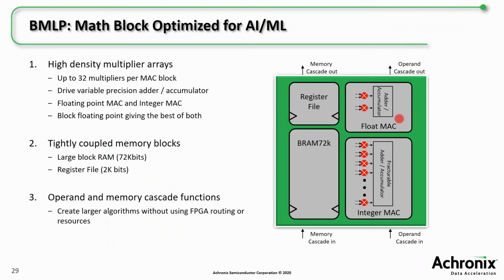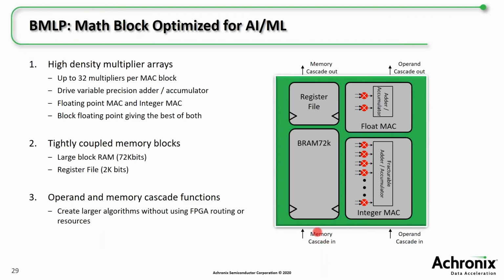So one of the things that we're taking advantage of in this application is the VRAM and machine language processor that we have built into the 17-1500 FPGA. For each one of these blocks, and we have more than 5,000 of them in the device, we have up to 32 multipliers. We have the ability for driving variable precision, adding and accumulating. We have a floating point multiply accumulate block, an integer multiply accumulate block. And we have a feature called block floating point, which allows you to take advantage of the best of both traditional floating point and integer operations.